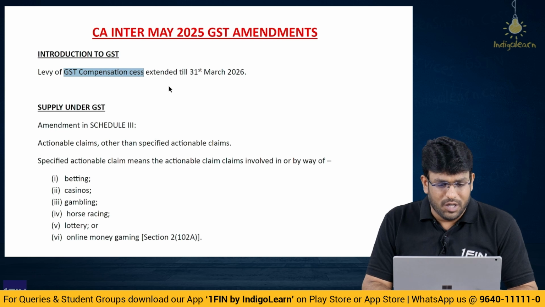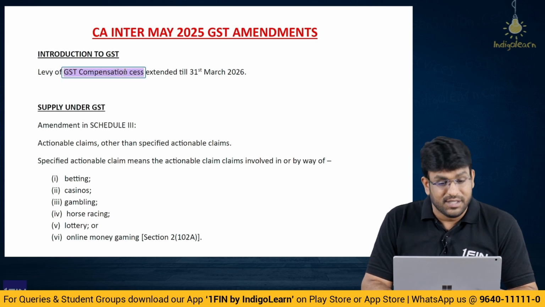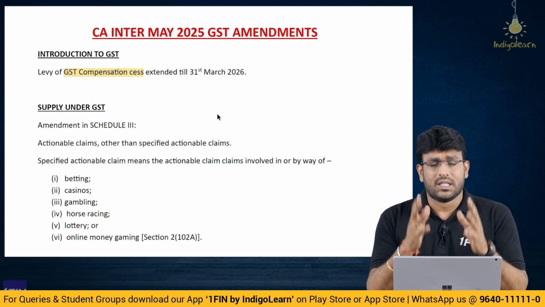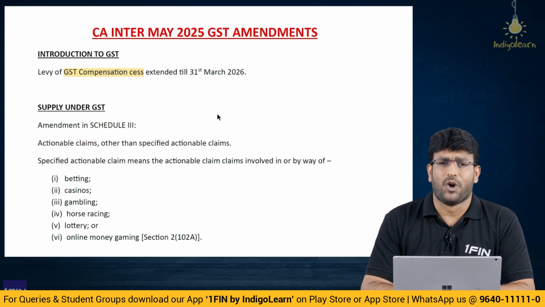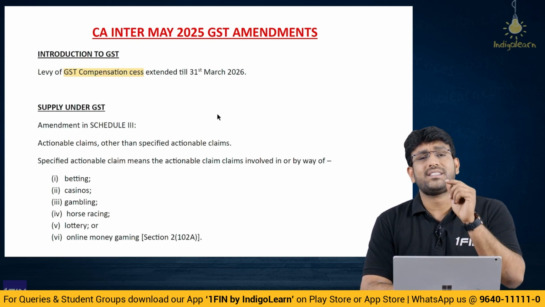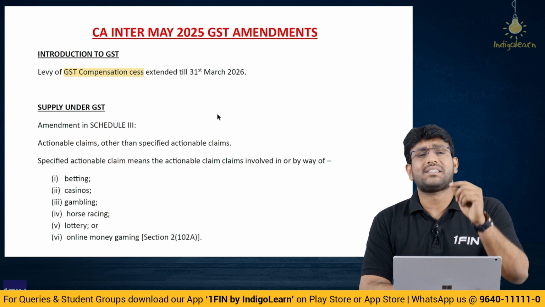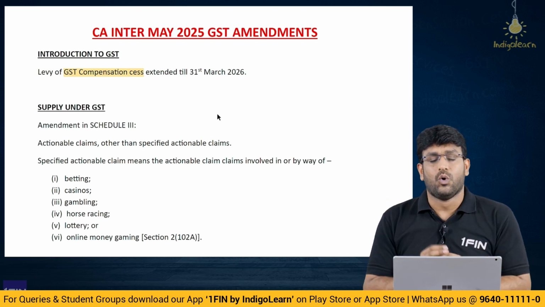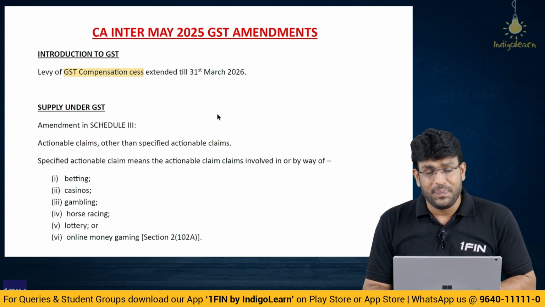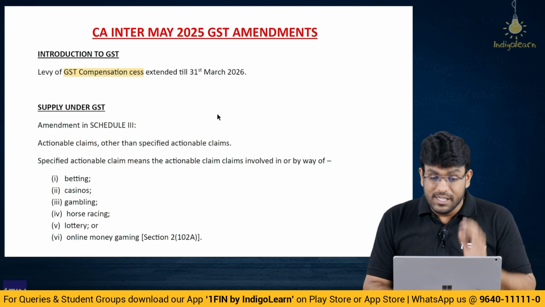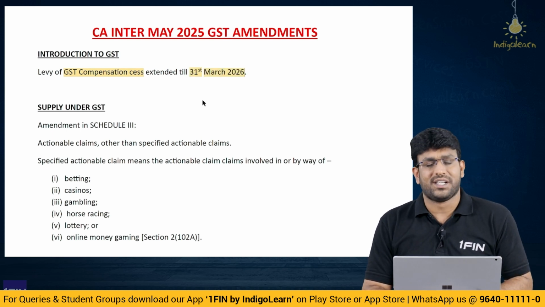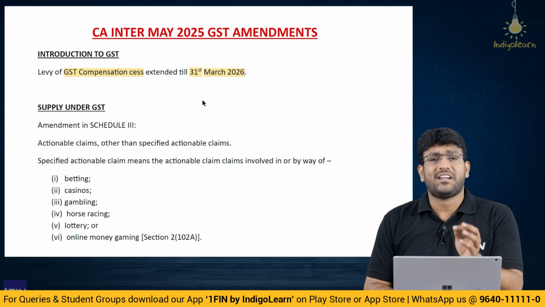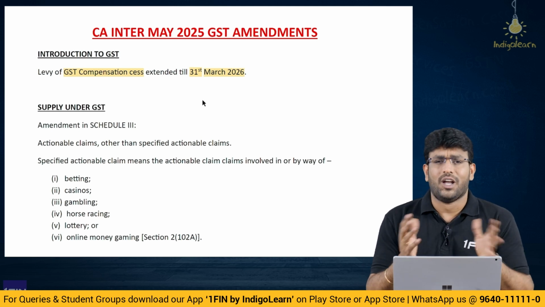We all know that there is a concept of GST compensation cess which is actually applicable on some products, and this compensation cess is being charged on products like luxury products, motor vehicles, and the government is charging this only to compensate the states who have lost revenue on account of the introduction of GST. And this compensation cess is being extended till 31st March 2026, my dear friends. That is an interesting amendment in the introduction to GST topic, more for knowledge purposes.